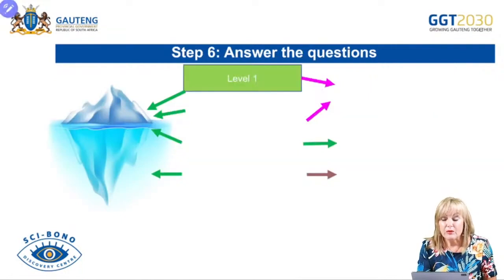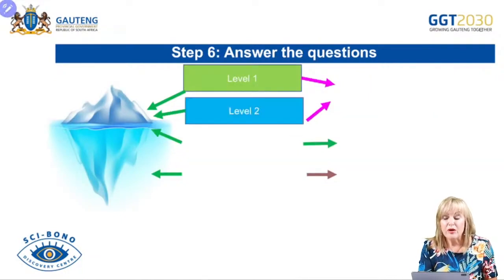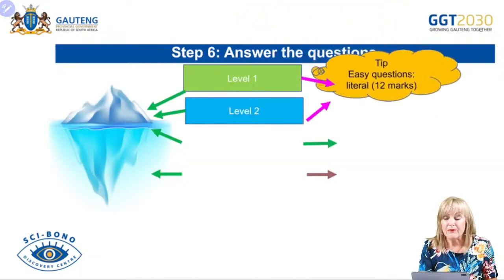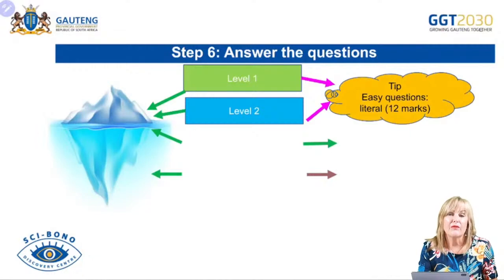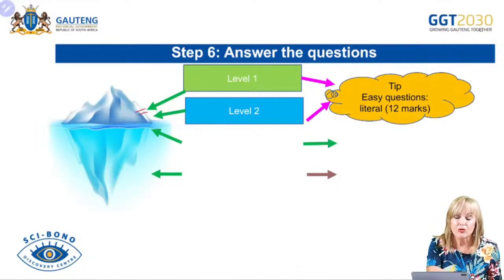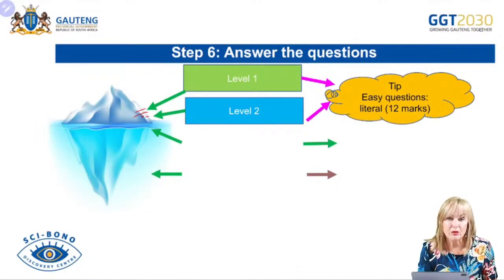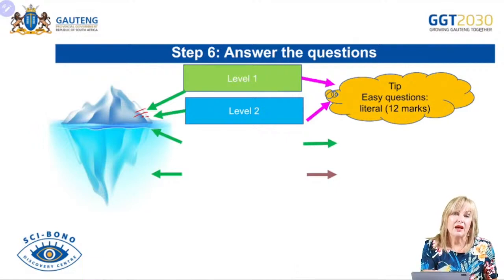And then in step 6, when you answer the questions, when you have your level 1 and 2 questions, these questions are the easy questions. That is now in a comprehension test. They count 12 marks. They are the ones that are on top. They are the easy questions. You just read. If they say list, if they say go to paragraph 1, you go back to paragraph 1.